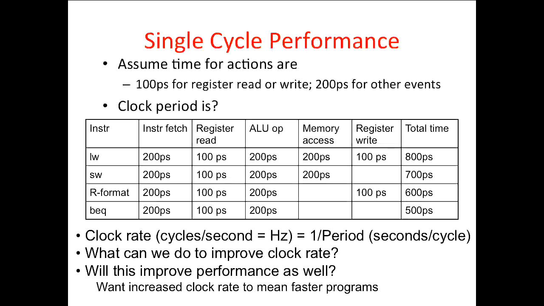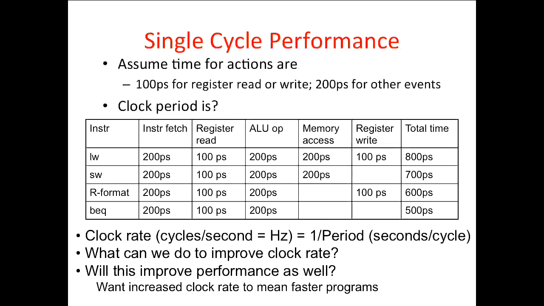So if you look at the breakdown for each instruction type, what the components are of completing that instruction, you add them all up, and that's what's happening in this table. Let's assume, for example, and these are just some numbers, 100 picoseconds to read or write the register file, but 200 picoseconds for everything else. So instruction fetch, which all the instructions do, takes 200 picoseconds. Reading the registers, which they all do, takes about 100 picoseconds. ALU op, 200. Memory access, which only loads and stores do, takes 200.